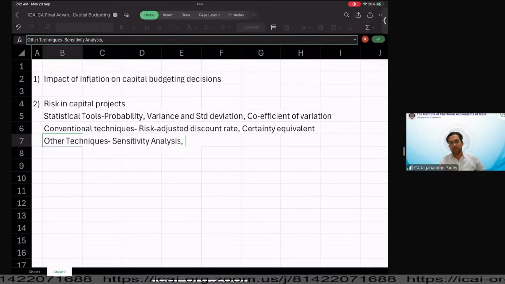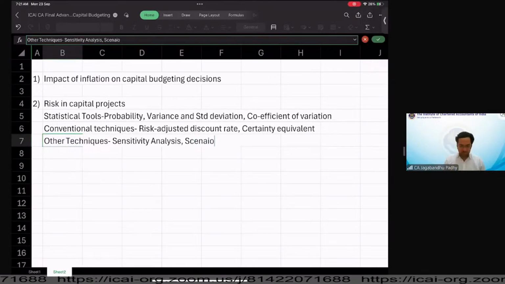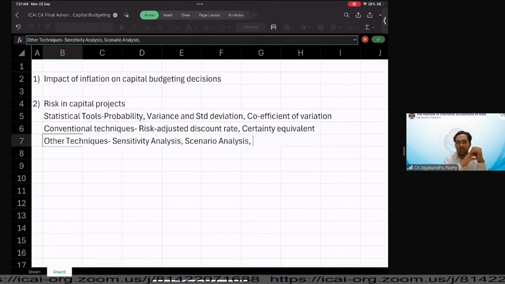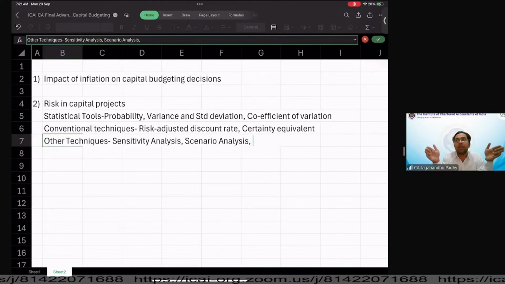Then the next technique that we are going to learn is called scenario analysis. So we create multiple scenarios by changing the variables. One of the scenarios could be very optimistic. Another scenario would be very pessimistic. Some other scenario may be moderate. So you understand the whole range of possible NPVs.